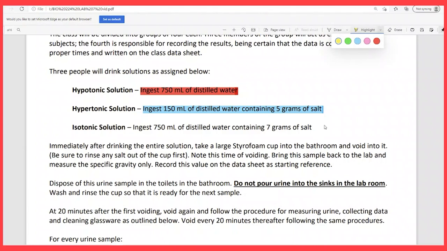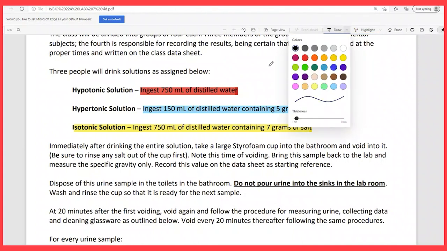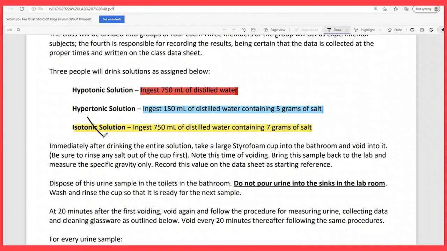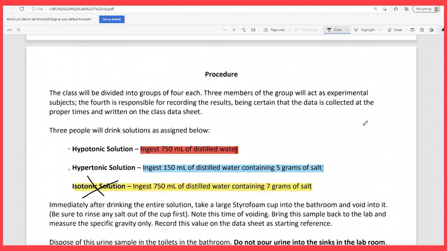And then we had an isotonic person who drank 750 mils of distilled water containing about 7 grams of salt. Now, a little secret: this person didn't really count for much of anything except to give us a frame of reference, a control or a standard to compare to. It's these two people that we're really looking at to see what those massively efficient kidneys will do in response to having a very large volume of dilute solution ingested or a very small volume of concentrated solution ingested.